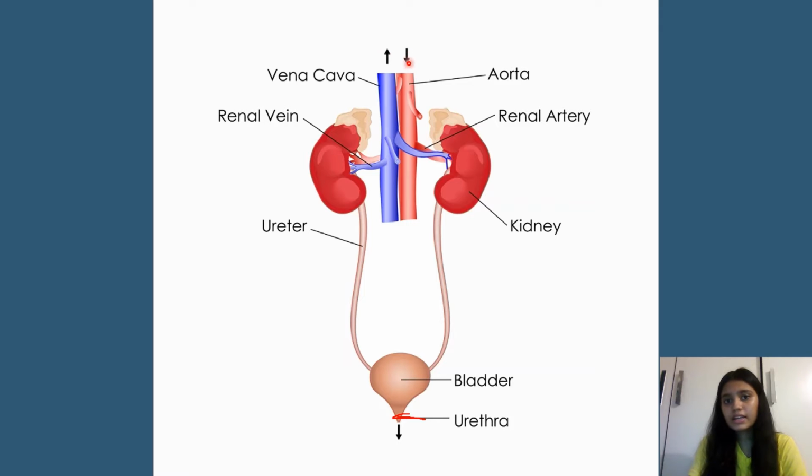So if the arrow is going towards the kidney, it's the renal artery because it's transporting oxygenated blood. And if it's coming away from the kidney, like over here, it is the renal vein or the vena cava, because it is taking blood away from the kidneys. And as you know, veins carry blood towards the heart and away from the organ, and arteries carry blood away from the heart towards the organ. It's just simple basics.